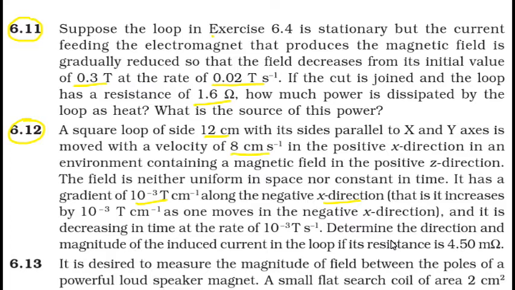That is, it increases by 10 to the power minus 3 Tesla per centimeter as one moves in the negative x direction, and it is decreasing at the rate of 10 to the power minus 3 Tesla per second. Determine the direction and magnitude of induced current in the loop if its resistance is 4.5 milliohm. Let us see the solution.